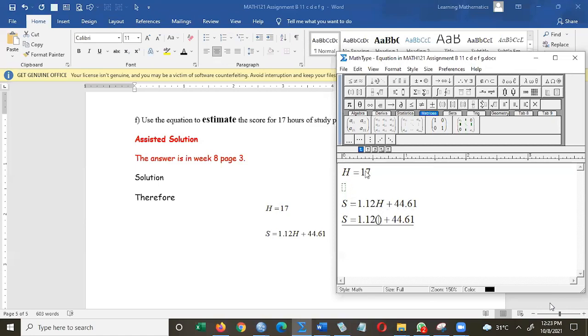If you study for 17, we substitute 17 in place of H. And then voila, we estimate the score for 17 hours of study according to this formula. So please help me out. What is the expected score according to this formula if you study for 17 hours? So 63.65. 63.65%.